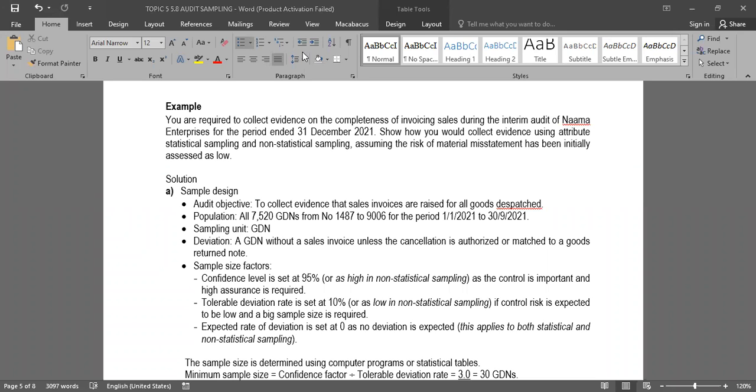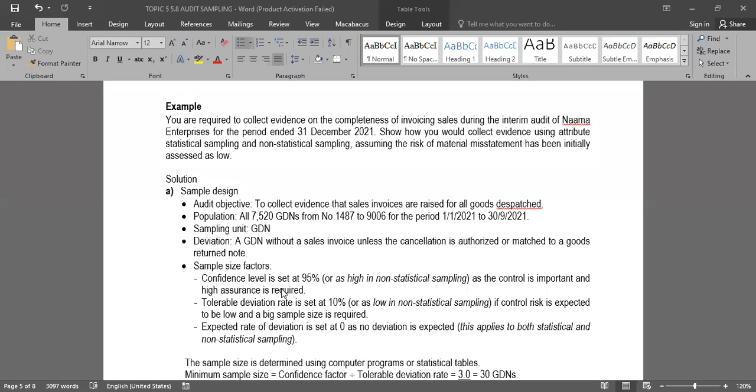Why is the goods received note the sampling unit? It's because it's what you're going to be looking at. I've just emphasized that the items you're going to look at become the sampling unit. It came from the audit objective: to collect evidence that all sales invoices are raised for all goods dispatched. The evidence of goods dispatched is a goods dispatched note. That's the evidence. So we need those goods dispatched notes so that we confirm that indeed they occurred and therefore the sales were recorded, isn't it?